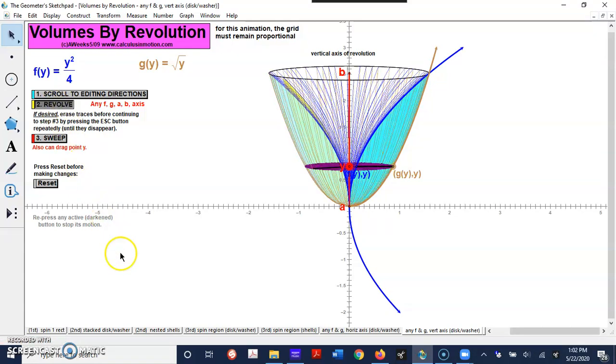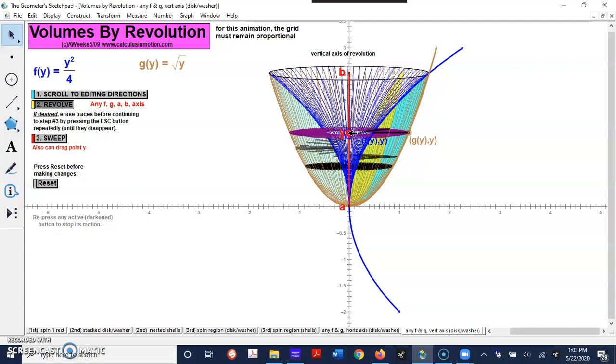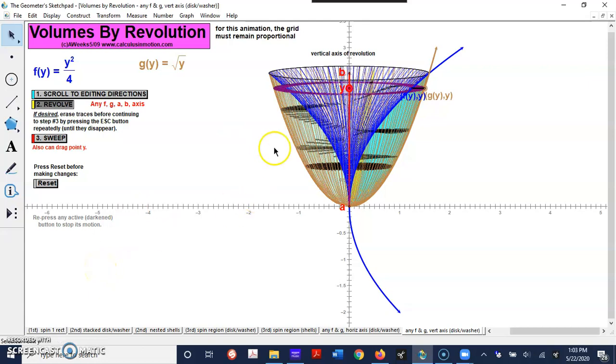So as that rotates, you should be able to see the hole. The higher you go, the bigger the hole in the middle becomes. What you end up with is what we call a washer.